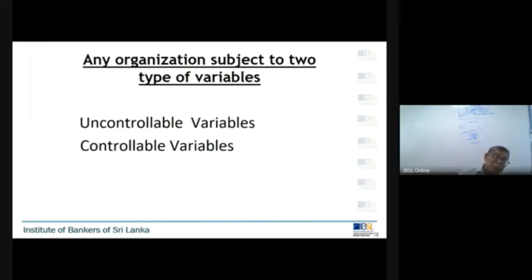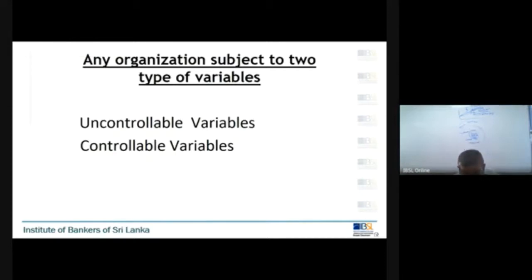For that, we need to analyze the external environment also. What are those uncontrollable variables? Can anybody tell me? No? Uncontrollable variables are PESTLE factors. Why? An organization cannot control political, economic, social, cultural, technological factors. You cannot control them, so we call them uncontrollable variables.